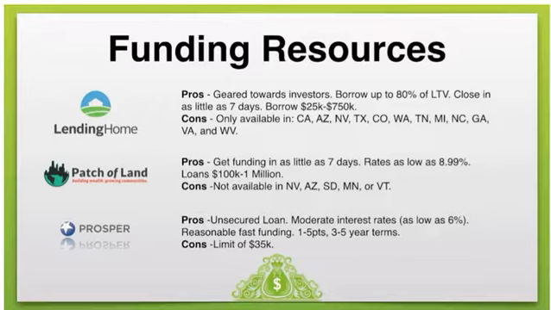They do unsecured loans, moderate interest rates as low as 6%. It's reasonable, fast funding, 1 to 5 points, 3 to 5 year terms. The cons are they only have a limit of $35K. So this is really for really cheap properties, almost like business line of credit type of funding.